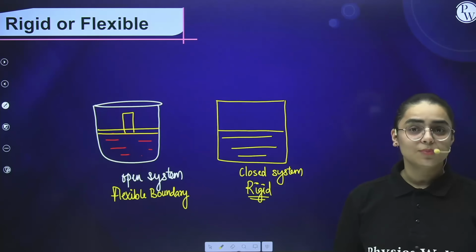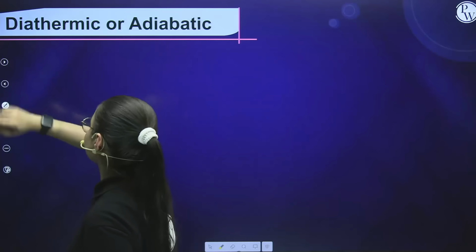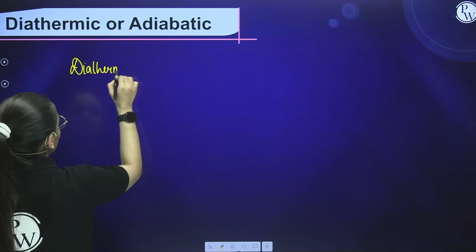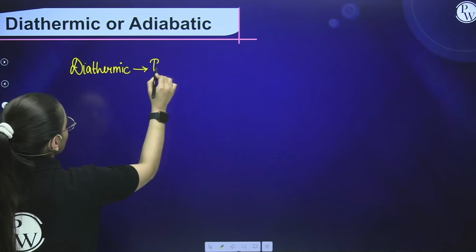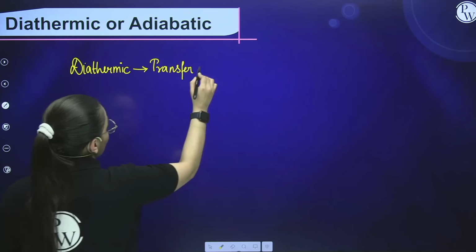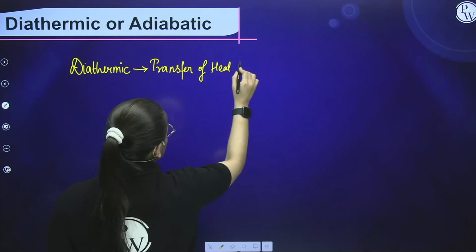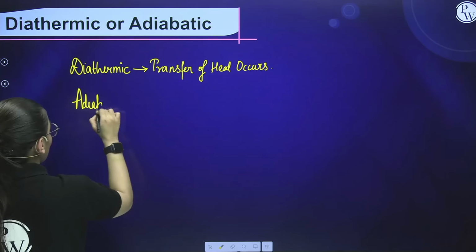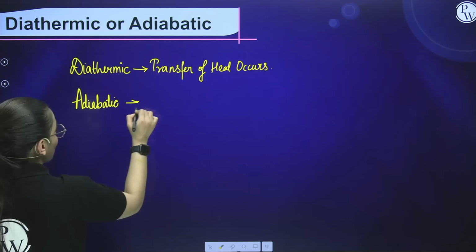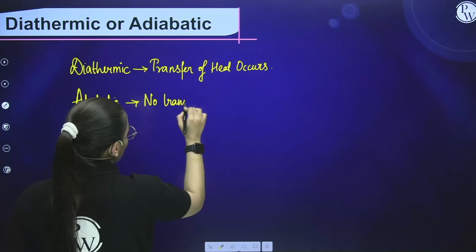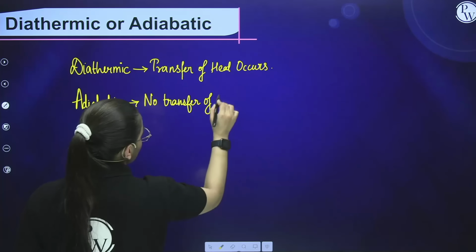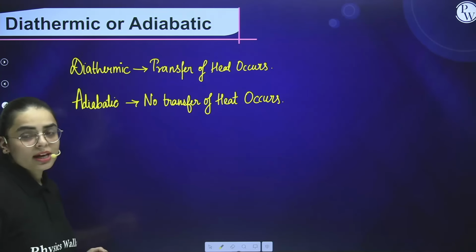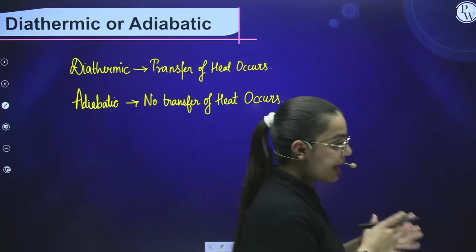Now talking about the next one, comes the diathermic one. Diathermic or adiabatic: if I'm talking about diathermic, transfer of heat occurs. When I'm talking about adiabatic, no transfer of heat occurs. Is it clear to you? Now you can differentiate the kinds of boundaries. You can differentiate the types of systems.